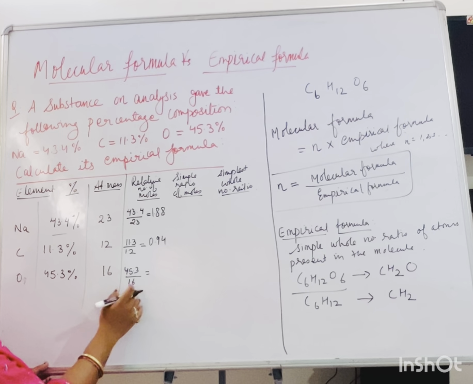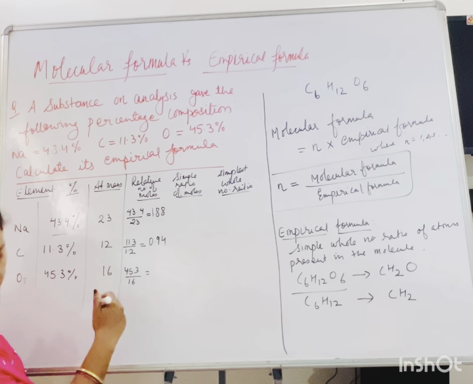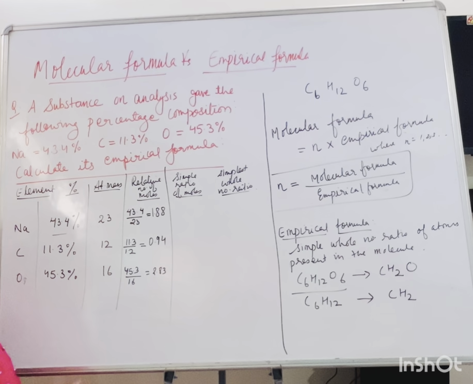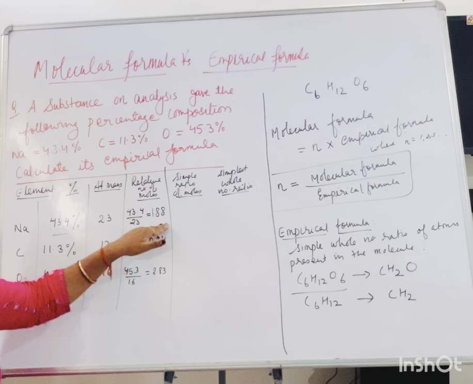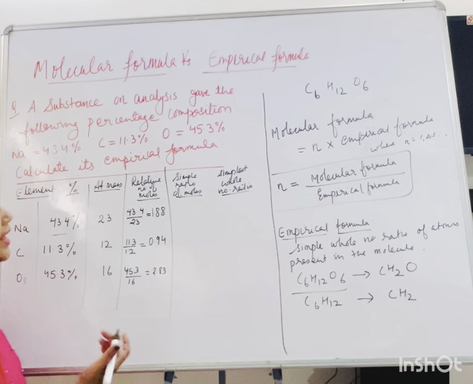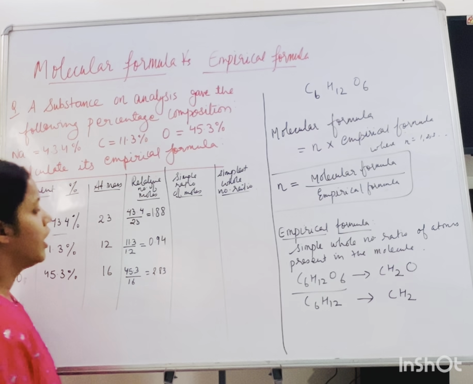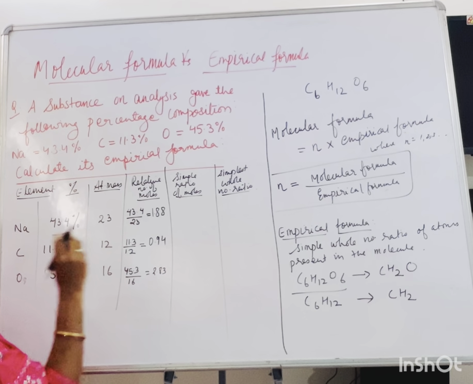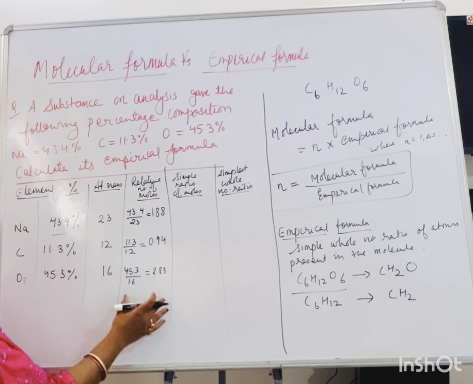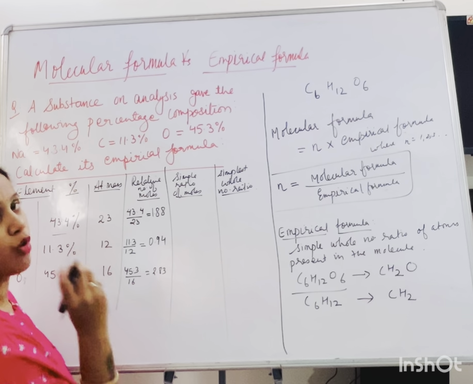If you calculate, it will come to be 2.83. Okay, now after solving, what we are getting is 1.88, 0.94 and 2.83. Now in the next step, we have to find the simplest ratio of moles. How will we do it? We will divide the moles of all the elements by the smallest number.